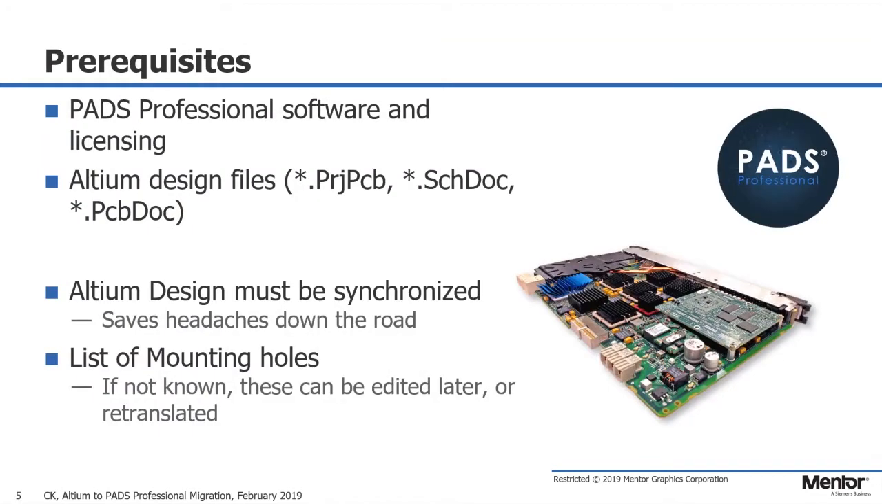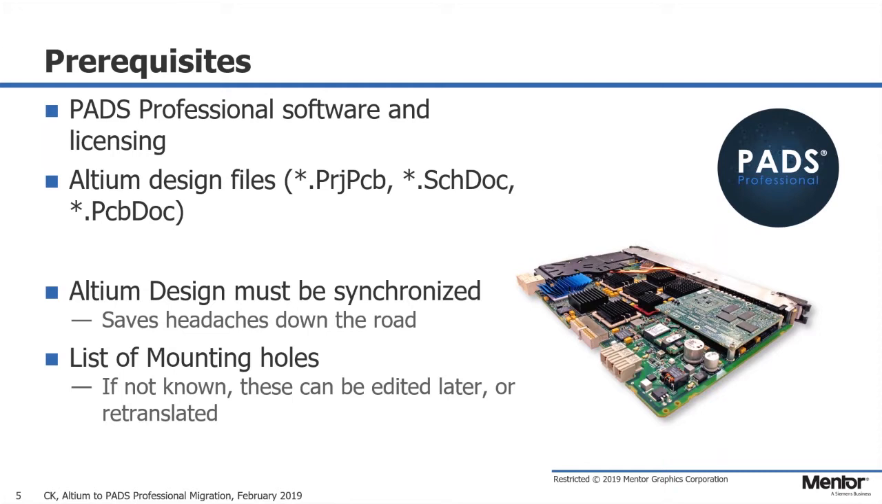Okay, so prerequisites. Of course, we're going to need Pads Professional software, and it needs to be fully licensed on your machine. During the install for Pads Professional, you're going to want to make sure that you select the box for installing the Altium to Pads Professional translators. I do believe those are checked by default, but you're going to want to make sure that you have it installed. And if you don't have the translators installed, you can easily add those to your Pads Professional installation.